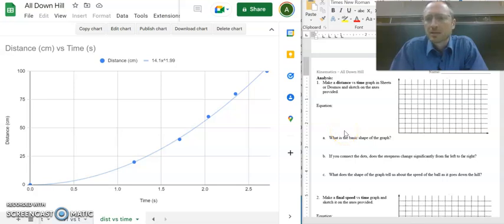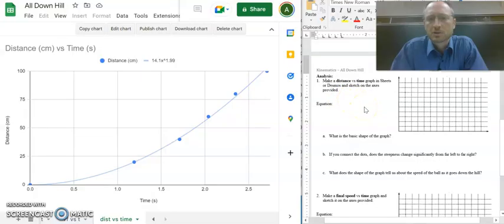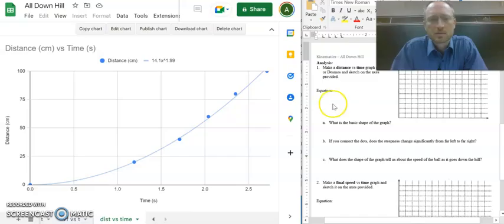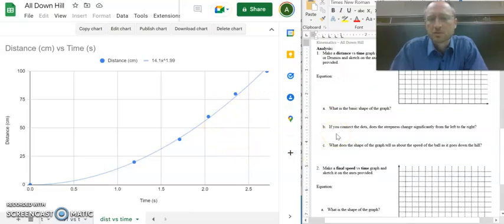All right, we've taken data, we've made our graphs. Now let's go through the analysis questions and consider what these graphs mean and some basic features of them.